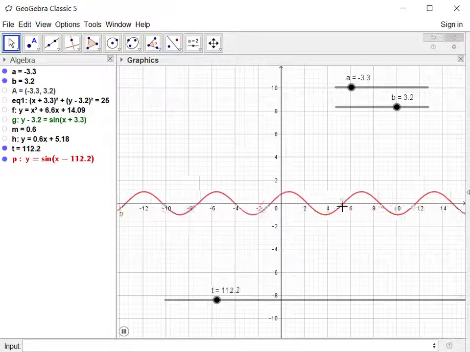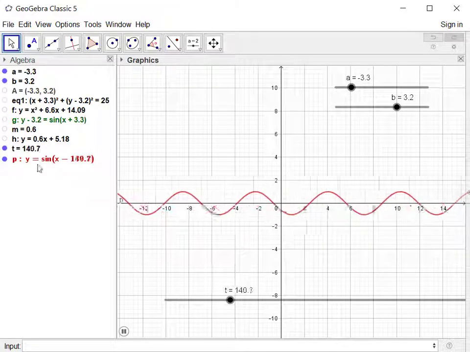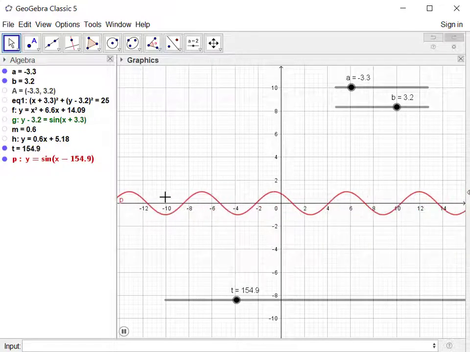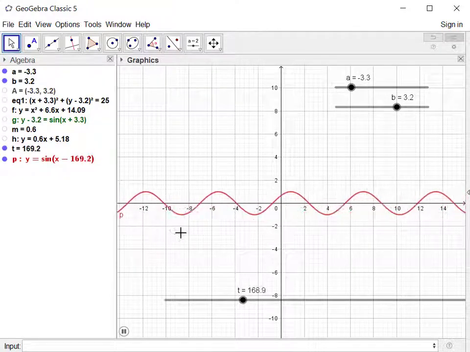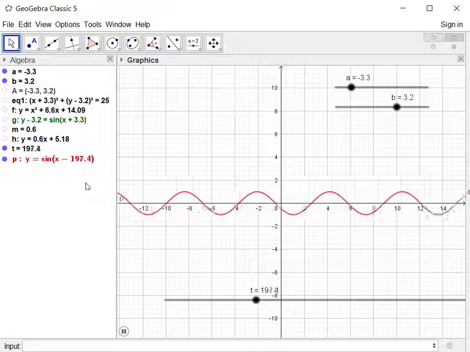Isn't that cool? So anytime you have a computer showing you pictures that are moving around and animated and whatever, somebody somewhere is working with equations behind the scenes. So I think that's pretty cool.